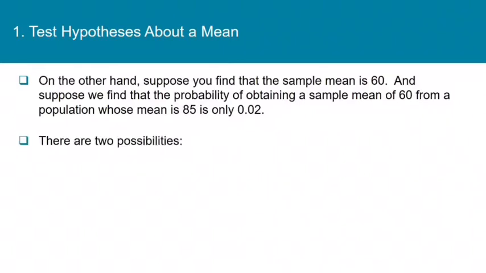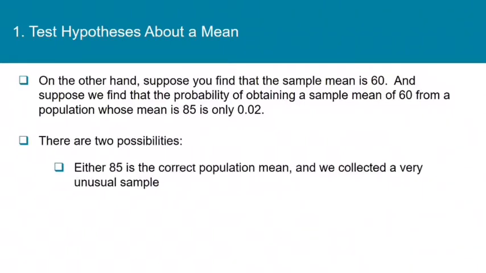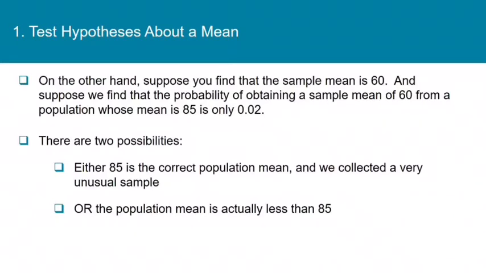So there are two possibilities. Either 85 is the correct population mean and we just happen to collect a very unusual sample because, it's only a 2% chance, but it could happen. Or there's actually nothing unusual about our sample. It just happens to come from a population whose mean is less than 85. In other words, the instructor's claim is incorrect.